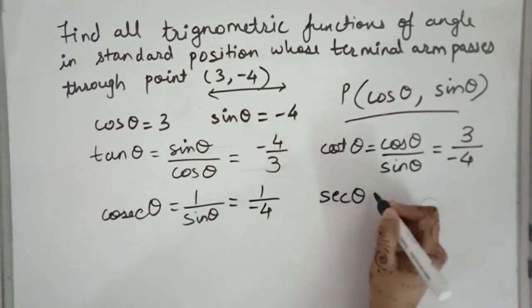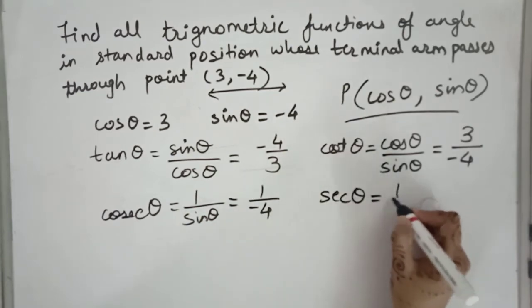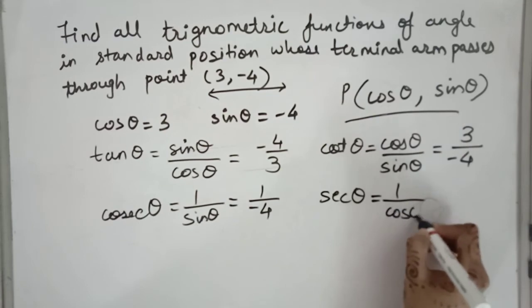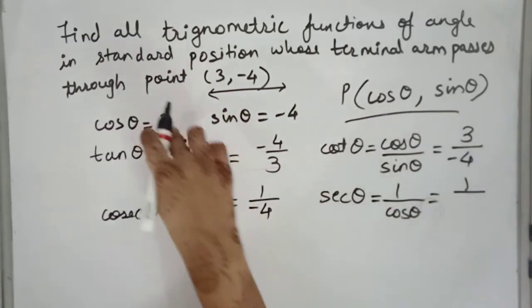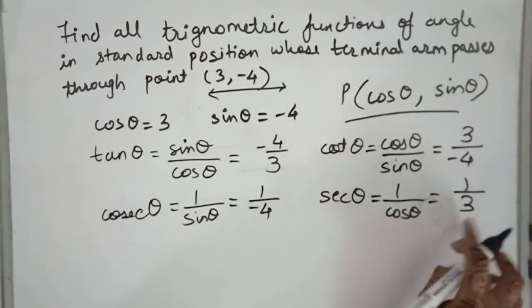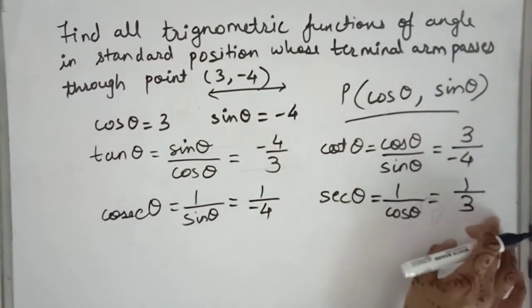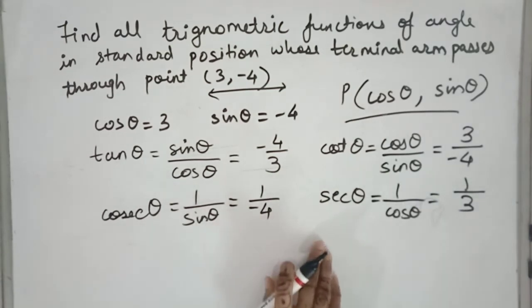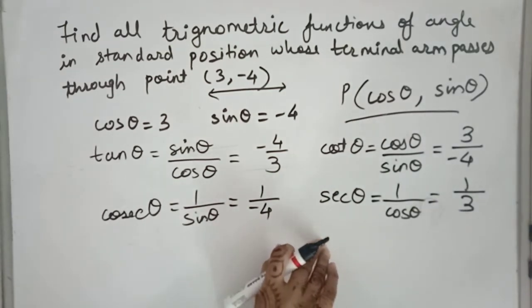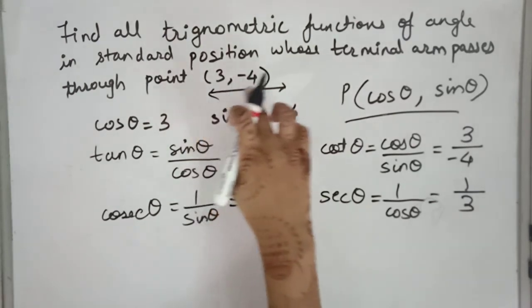Sec theta. Sec theta is equals to 1 upon cos theta. Our cos theta is 3. So sec theta will be 1 upon 3. So these are all the trigonometric functions of the angle whose terminal arm passes through 3, -4.